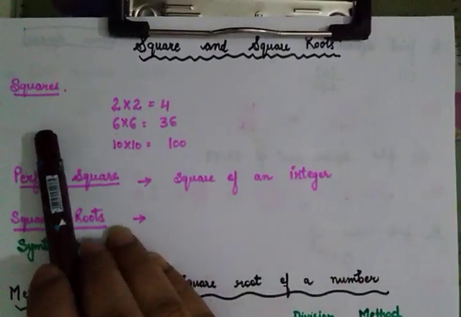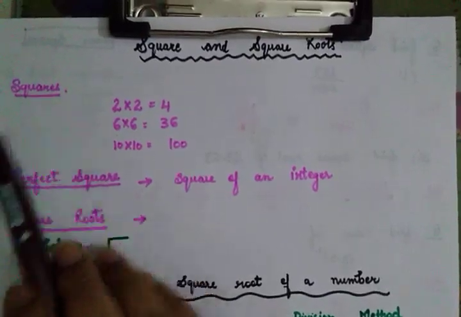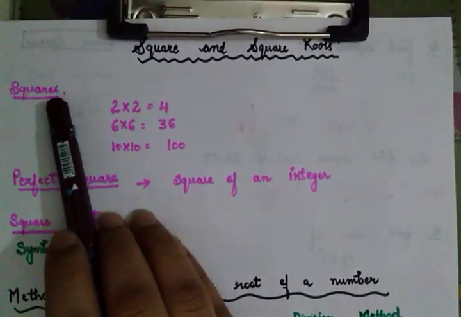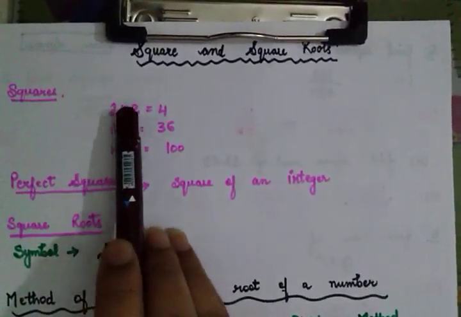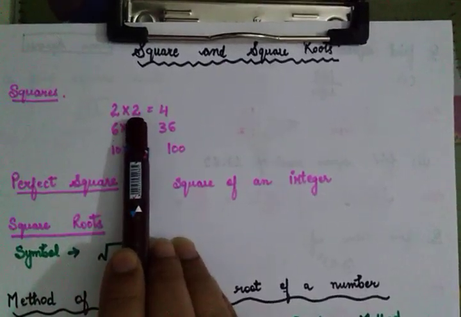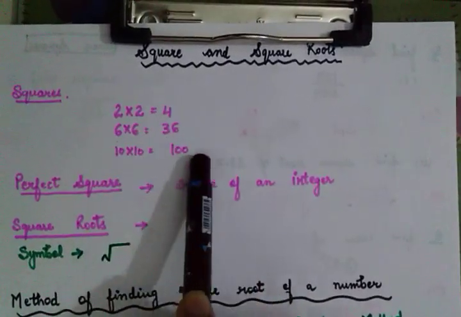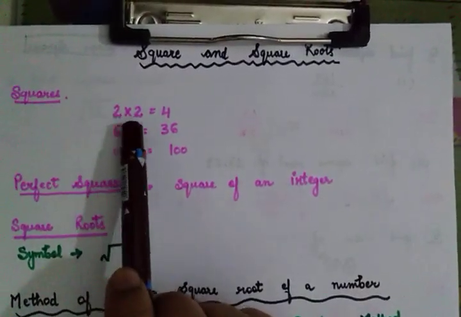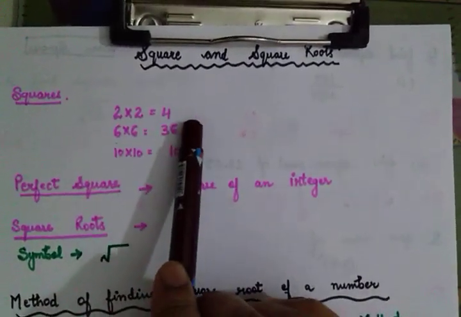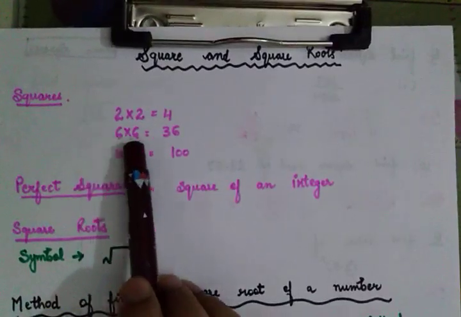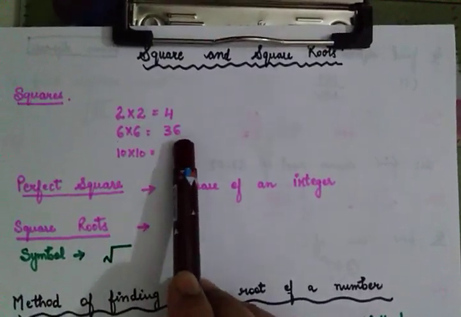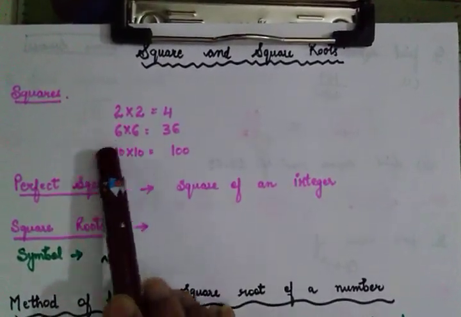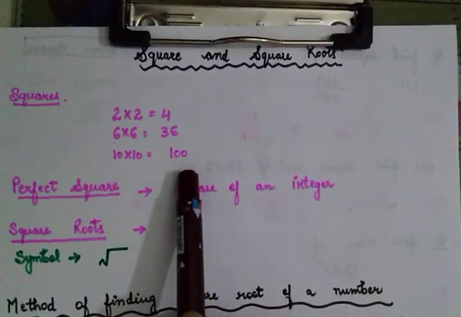So first of all, let's understand what actually squares are. Square means when a number is multiplied by itself, then whatever is the result, that is known as the square. Like 2 into 2 results in 4. 6 multiplied by itself, 36 is the answer. 10 multiplied by itself, 100 is the answer.